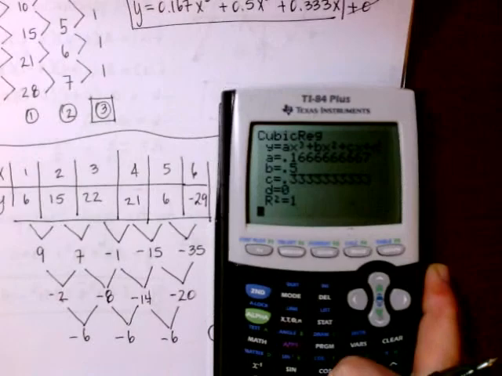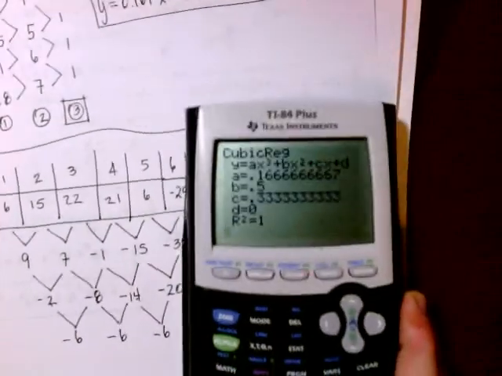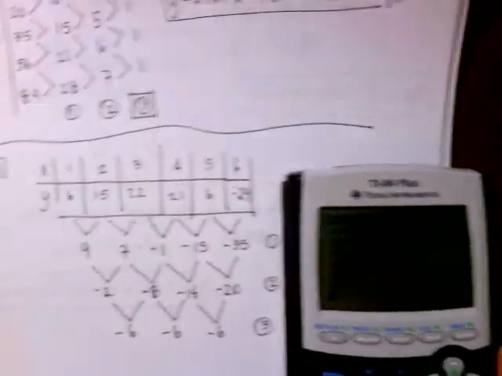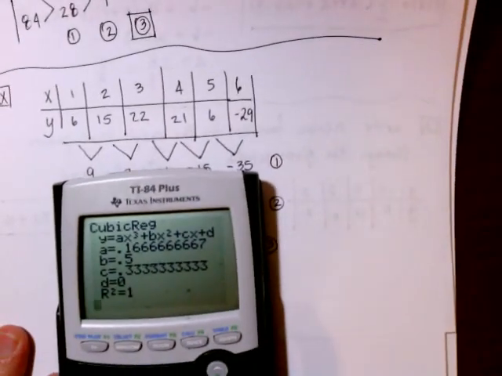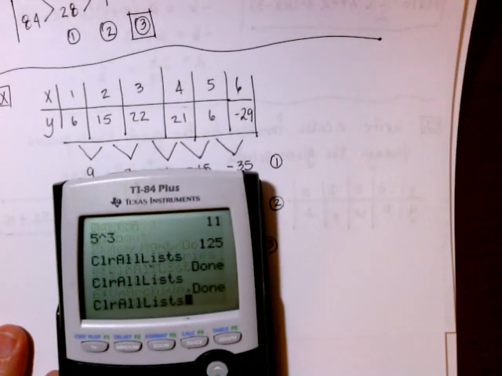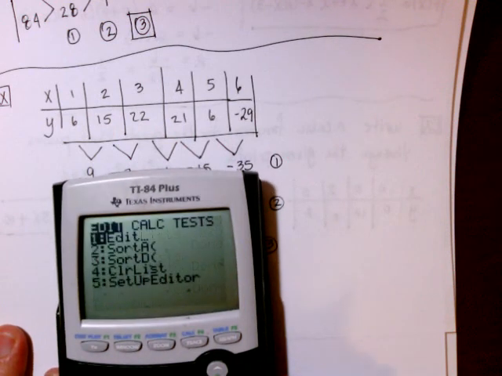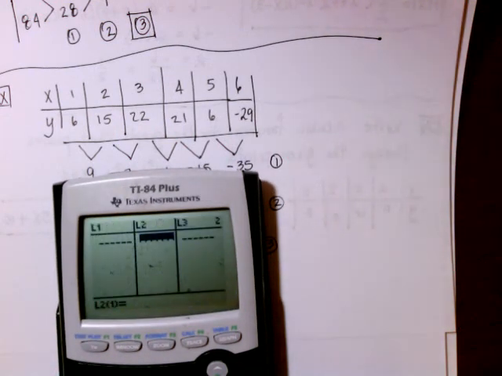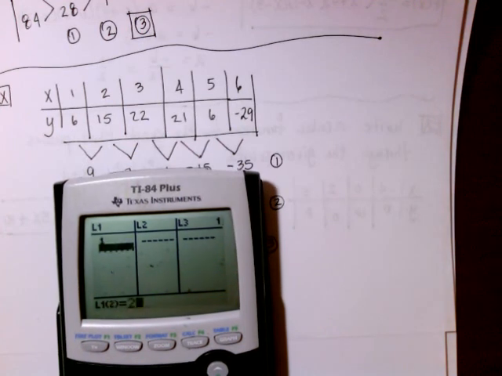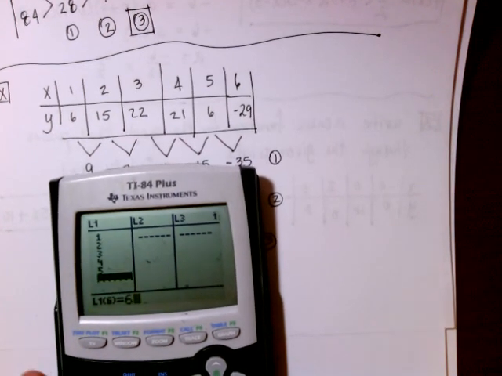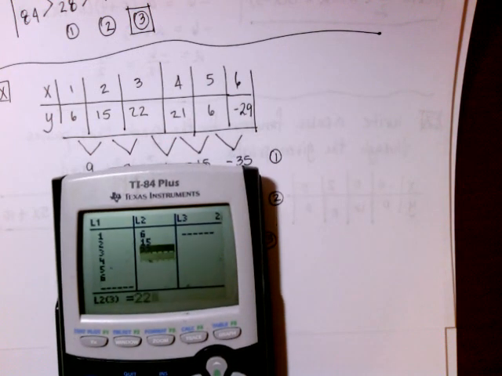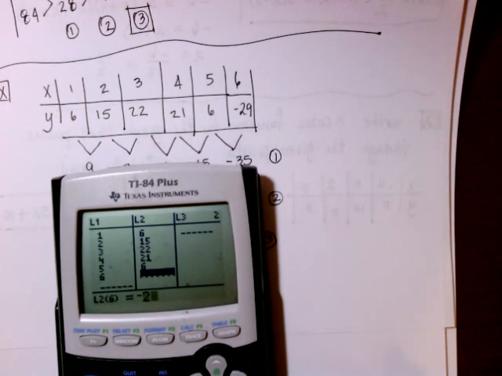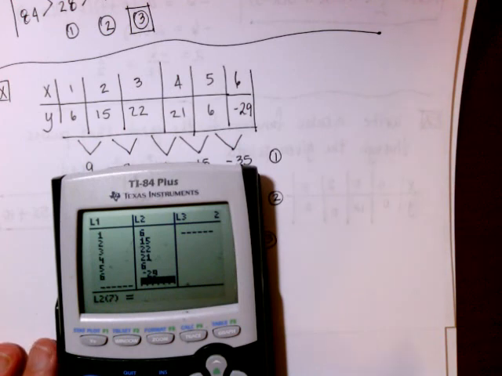All right, so let me bring my grapher back in. Hopefully you can see it. It's a little dark. Okay, maybe, there we go. Maybe that's better. So now I'm going to clear my memory. I'm going to go put my data in. Okay, and I always do my x's first. 1, 2, 3, 4, 5, 6. And then I put in my y's. 6, 15, 22, 21, 6, and a negative 29.